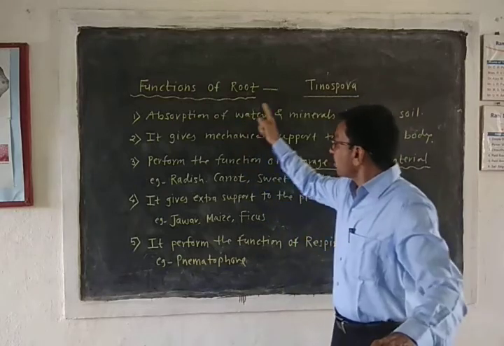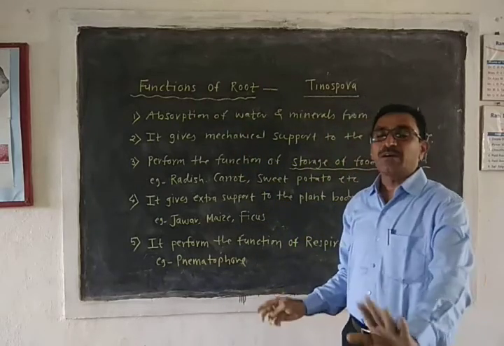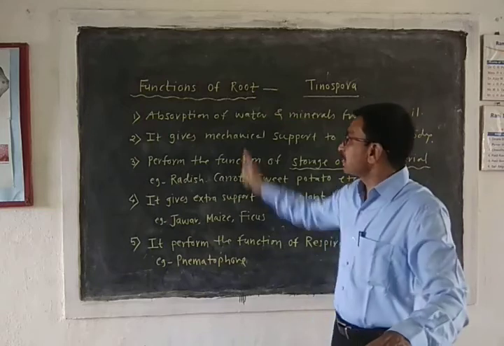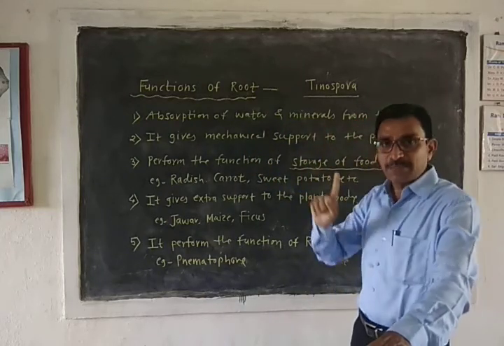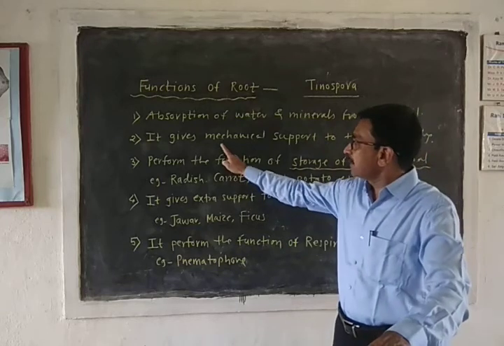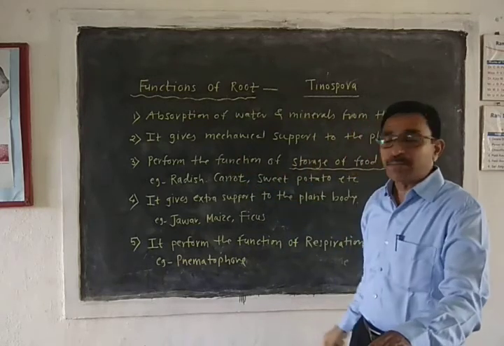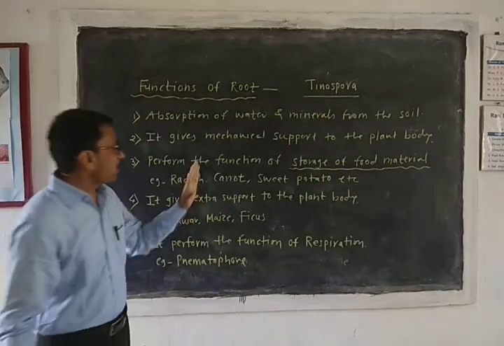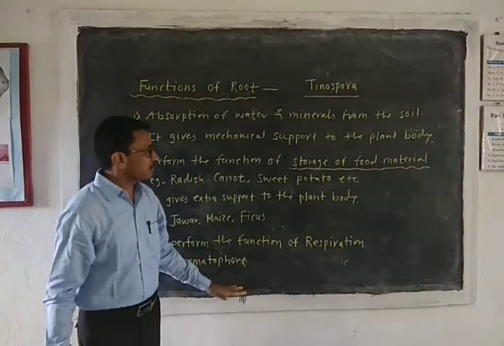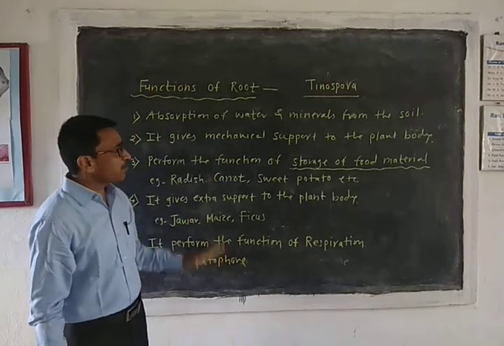अँड दिस इज ऑल अबाउट द फंक्शन्स ऑफ रूट्स. There are total 7 functions of roots. These are the two main functions: absorption of water and minerals from the soil. This is the main function of the root. Second, it gives mechanical support to the plant body. Beyond these two main functions, the roots also perform these functions.